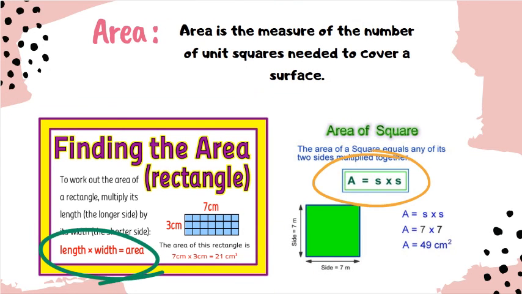Area is the measure of the number of unit squares needed to cover a surface. In this grade, we will just learn to find the area of a rectangle and a square. You just need to memorize 2 of these formulas. First, to find the area of a rectangle, you just need to multiply the length and the width of the rectangle. Second, to find the area of a square, you just need to multiply one side with the other side. Since they have the same length for their sides, we can say that the area of a square is equal to side times side. Let's see the example.